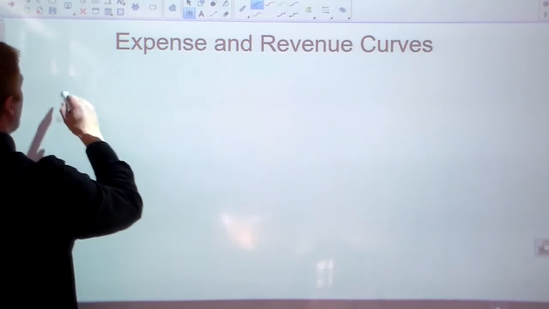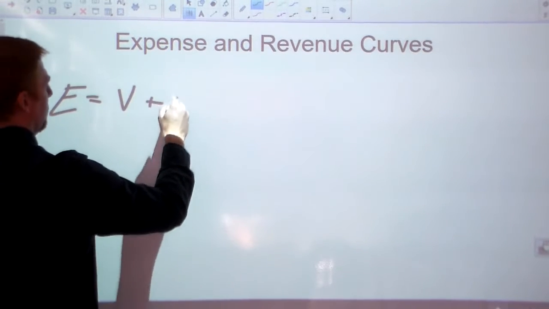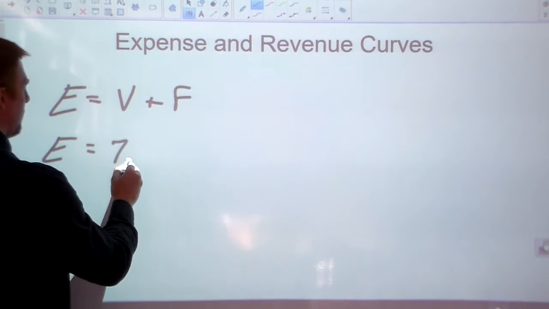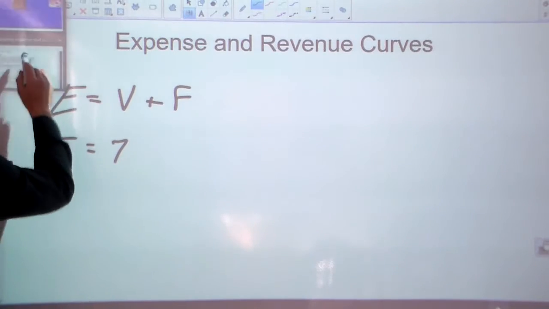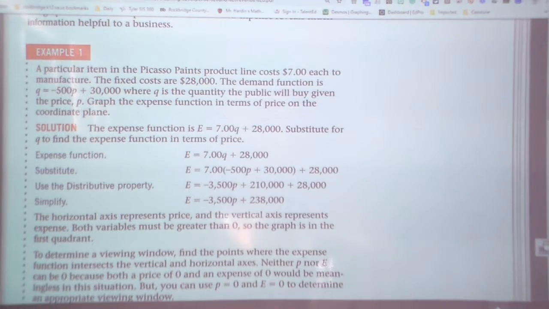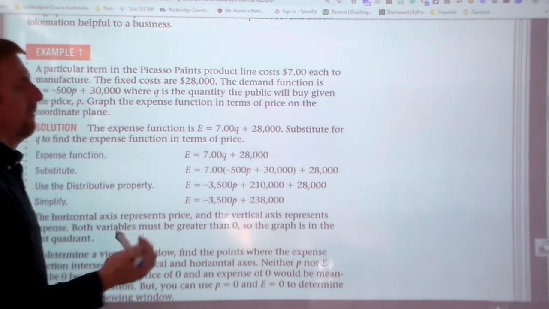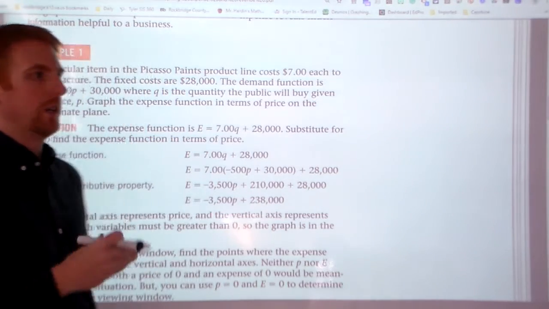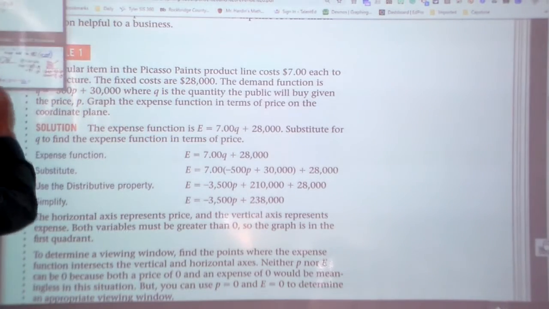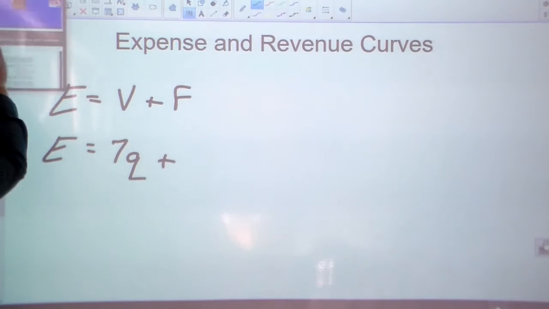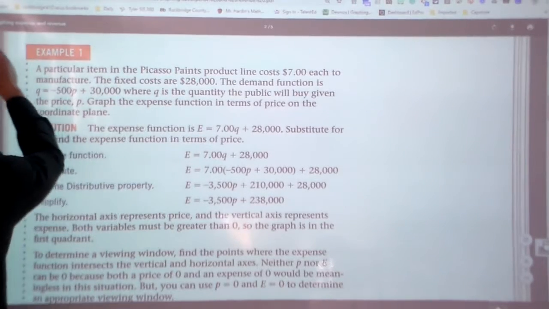So for expenses, we know that that is equal to your variable plus your fixed expenses. And for this company, their variable cost was $7. It said it costs $7 each to make their paint. You can put the decimals there and that's fine, it's just $7, so you can just put 7 if you like. It's $7 for each paint they make. So the more paint they make, the more it costs them to buy the materials. So $7 times the quantity they make, or Q, so 7Q plus their fixed cost, which again was $28,000.